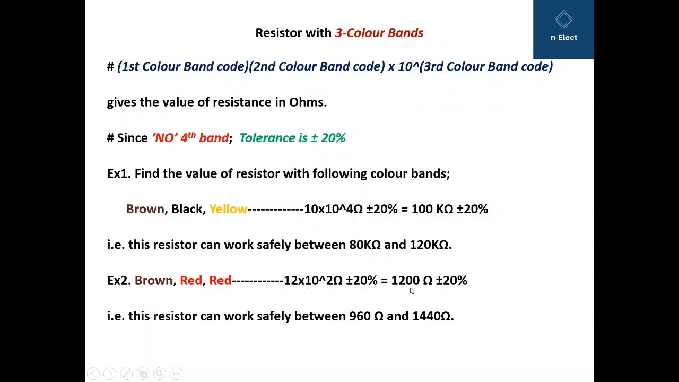This value comes out to be 1200 ohm plus minus 20%. Now 20% of 1200 is 240. So you add 240 to this, so you will get 1440, and you subtract 240 from 1200, so you will get 960 ohm. It means this resistor with these color bands can work safely between 960 ohm to 1440 ohm.